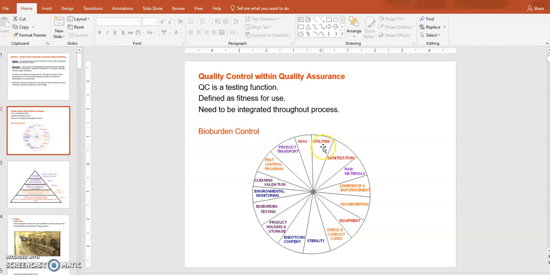And the utilities like water, electricity, gas, whatever you use, what's the control over those, how do you make sure that they are very clean. Sanitization, that's a process to clean up, to reduce as much as possible the infectious agents from your raw materials, space and personnel. That's what it is.